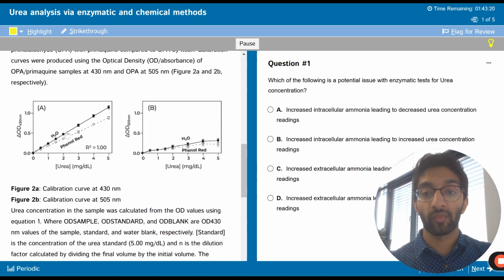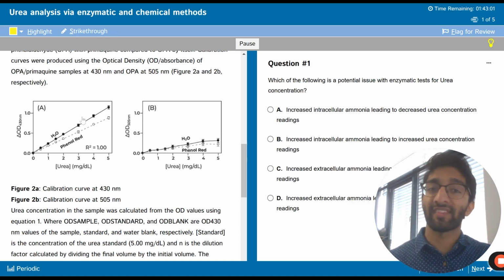And we also notice that we have 2 curves here, H2O versus phenol red. In general, the phenol red is always less than the H2O, but in the OPA alone condition, it basically overlaps. So that's probably a bad thing. Here we see that it's quite separate, and that's probably intentional. Now, I can't say exactly what phenol red is and why they've included it, but the bigger picture is that you just see the trends.